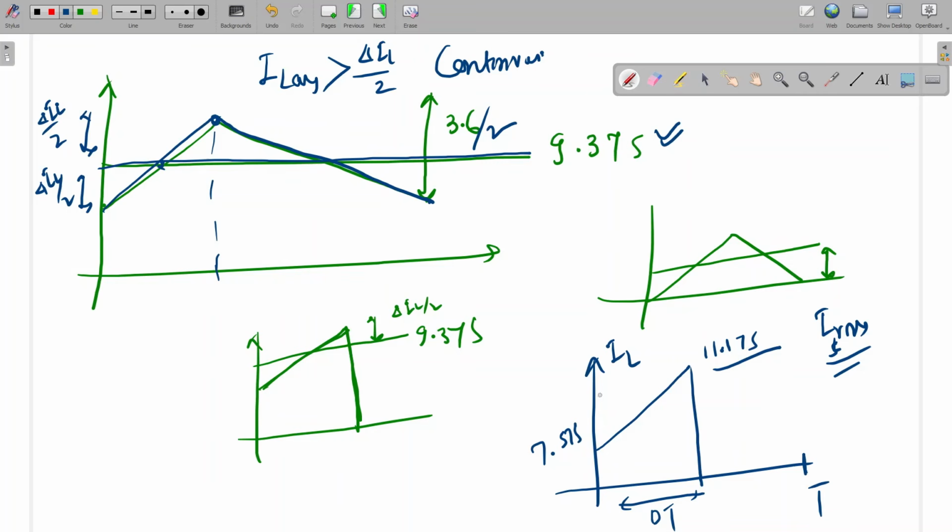What will be the minimum value? That will be 9.375 minus 1.8, so that will be 7.575. Is it okay? Okay, sir. So with this waveform, you can calculate using that formula. So this is the inductor current waveform.